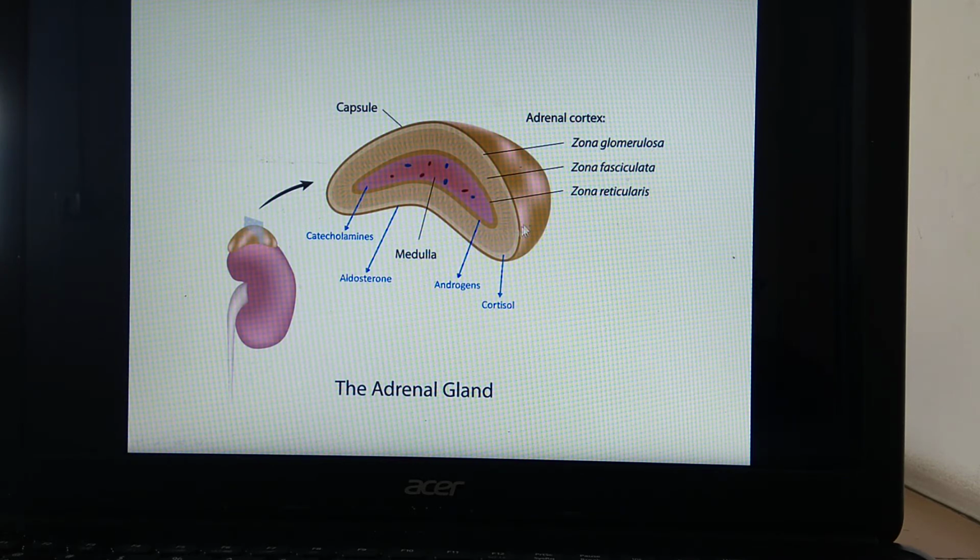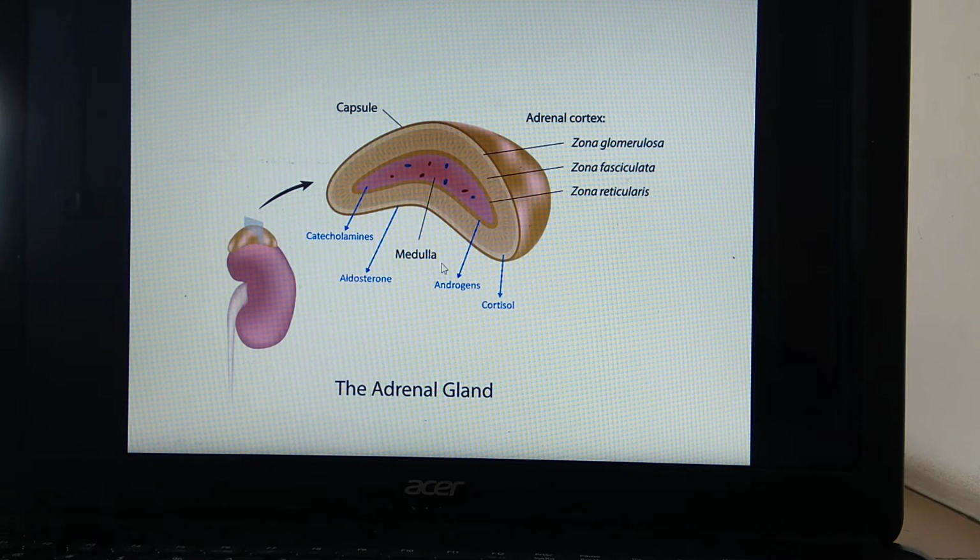Now, what are the layers which are found in the adrenal cortex? This is the outermost layer called zona glomerulosa. This is the middle layer called zona fasciculata, and this is the innermost layer called zona reticularis. So, the outer layer, adrenal cortex, has these three sublayers. Inner to zona reticularis, one more part is present, which is called the adrenal medulla.